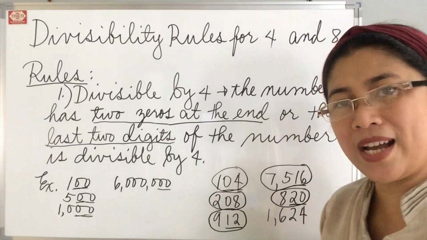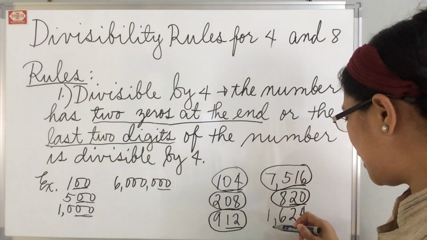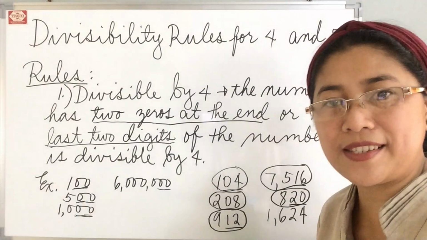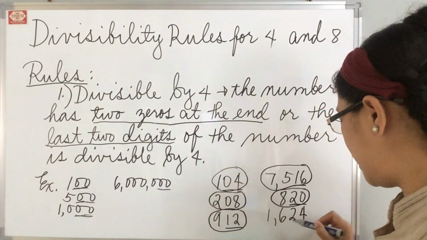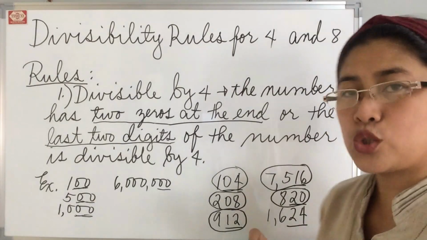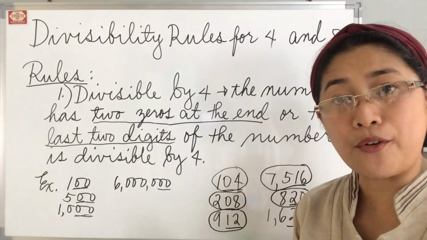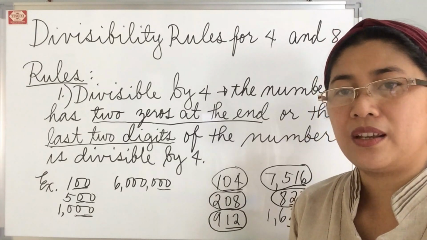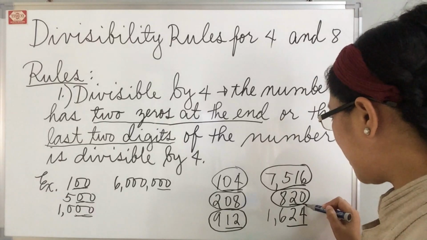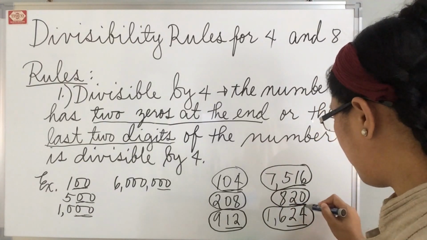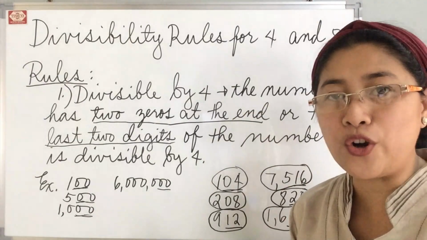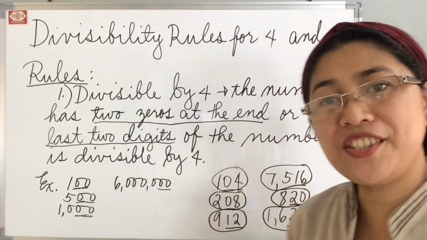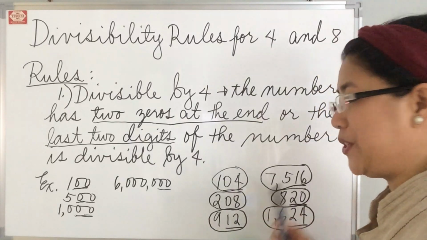Okay? The last one, 1,624. What are the last 2 digits? We have 24. Yes. 24 divided by 4, what's the answer? 6. Very good. So, is 1,624 divisible by 4? Yes. Okay.